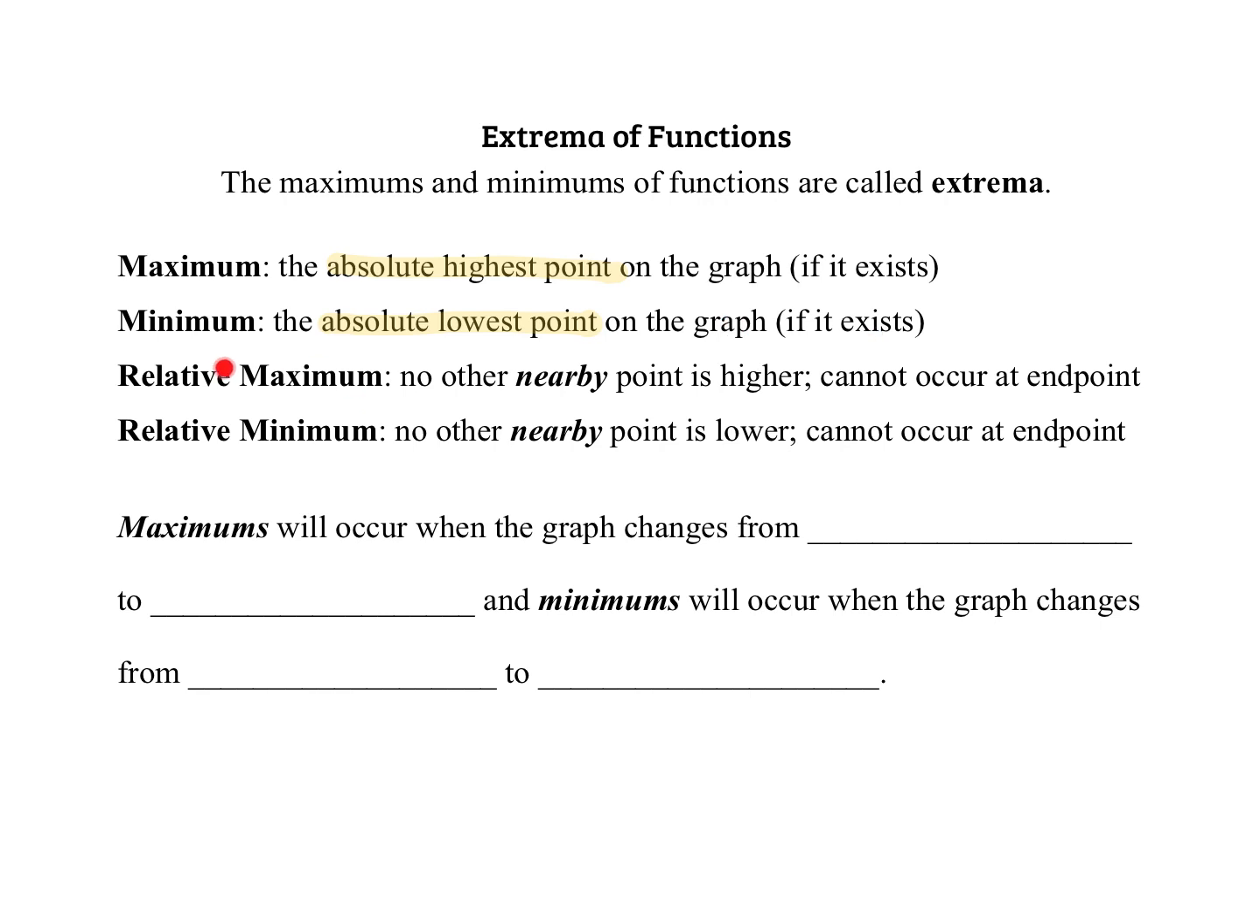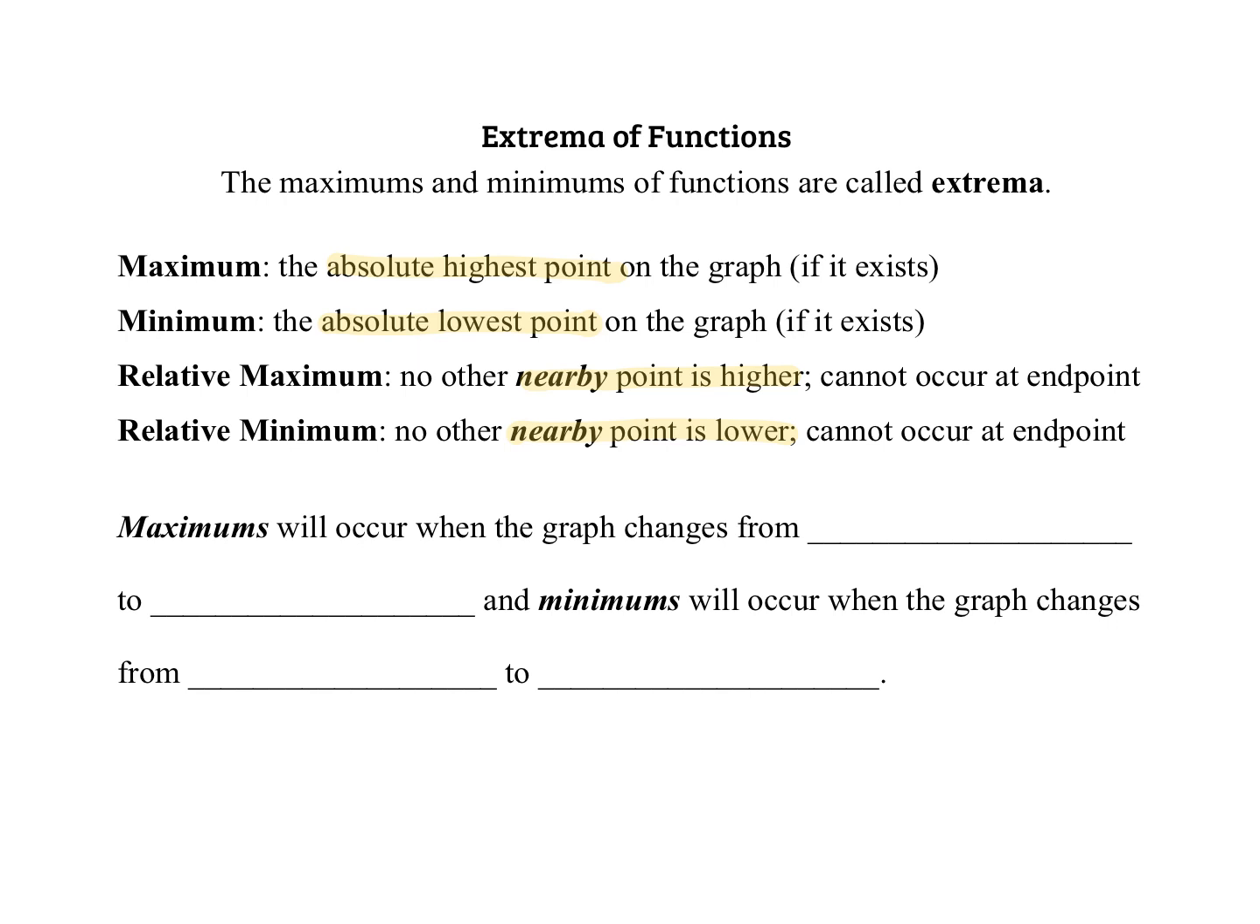Now, we are also going to be looking for what are called relative maximums and minimums, which are not the absolute highest or lowest points, but they are the highest and lowest points in reference to nearby points. So it's saying that no other nearby point is higher and no other nearby point is lower. It's essentially maybe a hill or a valley somewhere in the middle of your graph that, again, is not the absolute highest or absolute lowest.